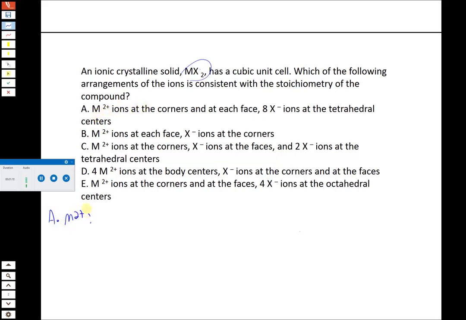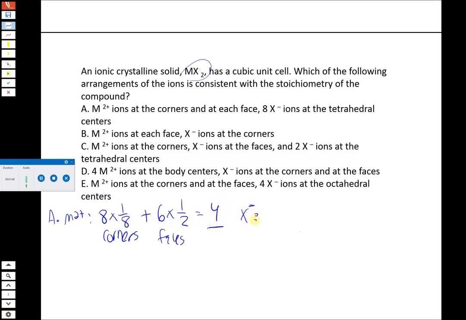So for M2+, we have ions at the corners. There's going to be 8 corners in a cube, and those are each going to count as 1/8. So each corner position is shared by 8 adjacent unit cells, so they count as 1/8 each. So that's how we count our corner positions. And then each face also has one. So there's 6 faces in a cube, and each of those is shared by 2 unit cells. So we're going to count those as 6 times a half for the faces. So just like any face-centered cubic arrangement, we have 4 of those in the unit cell.